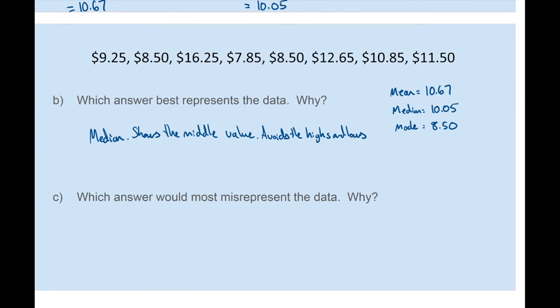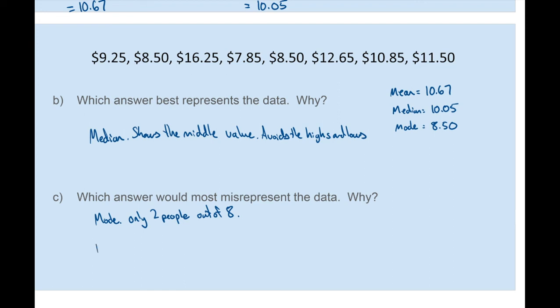So which answer would most misrepresent the data and why? Well, you could say the mode, because again, it's only 2 people out of 8. So it's not really representing all 8 people. It's not even taking into consideration the other values.